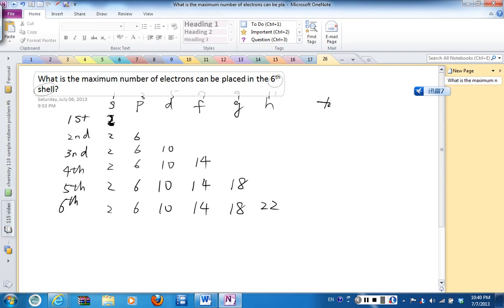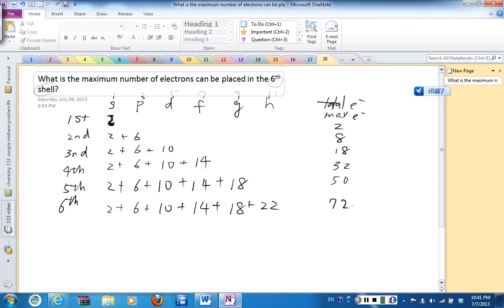So the total, or max number of electrons that you can accommodate. First shell, just 2. Second shell, 2 plus 6, 8. Third shell, 2 plus 6 plus 10, 18. Fourth shell, 2 plus 6 plus 10 plus 14, 32. Fifth shell, plus 18, 50. And sixth shell, plus 22, 72.